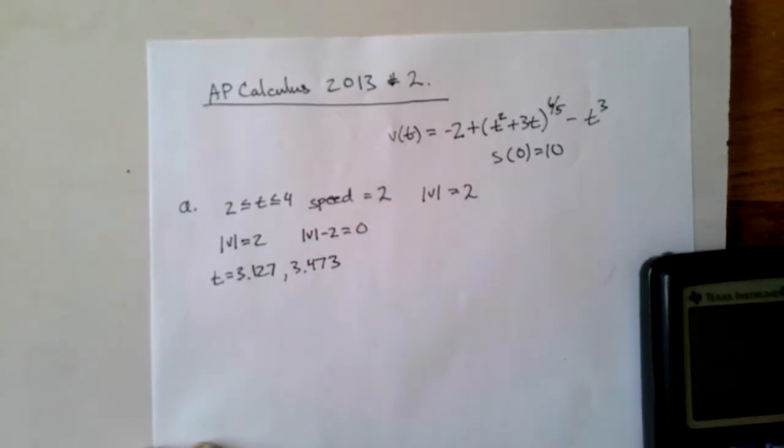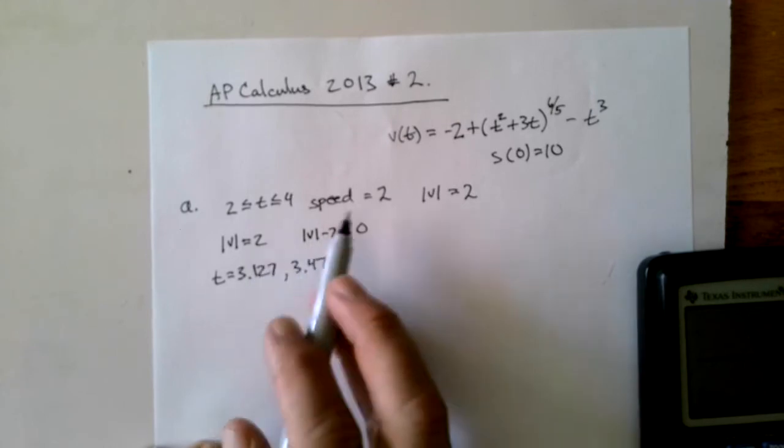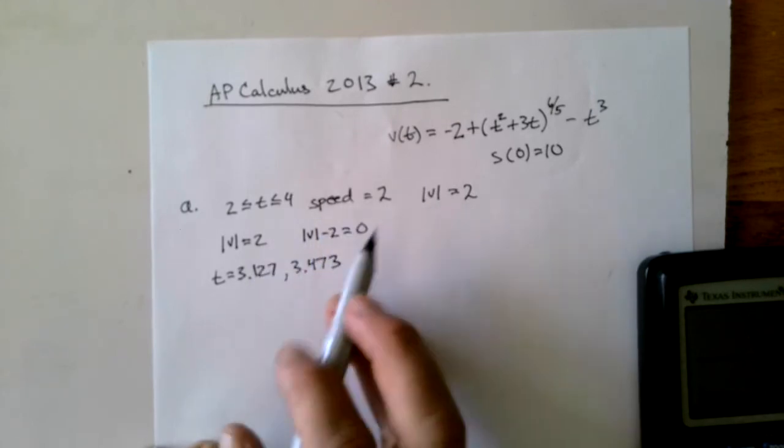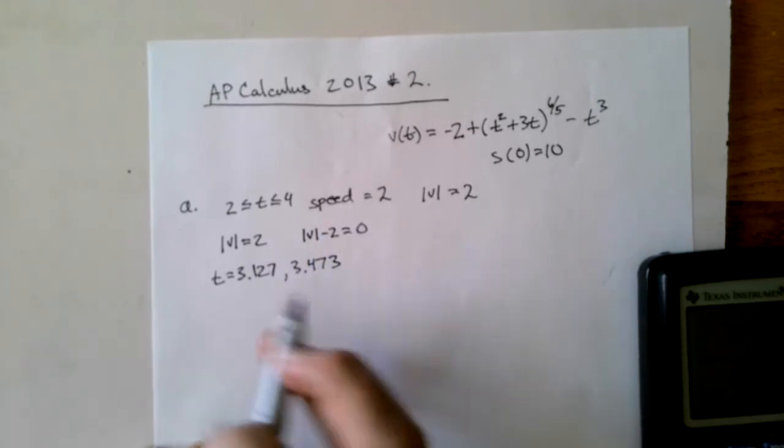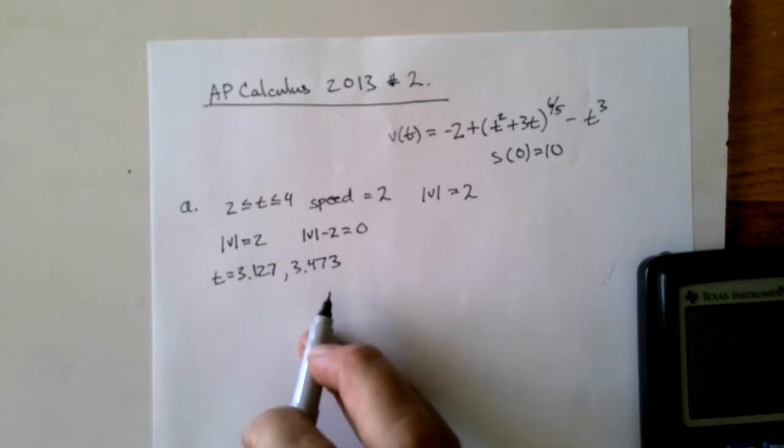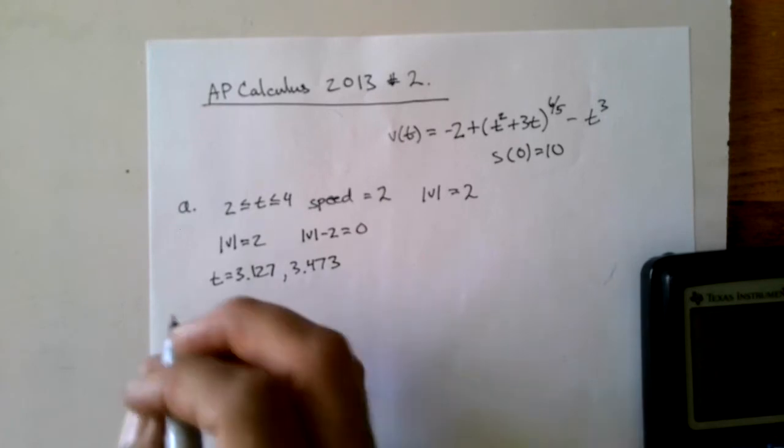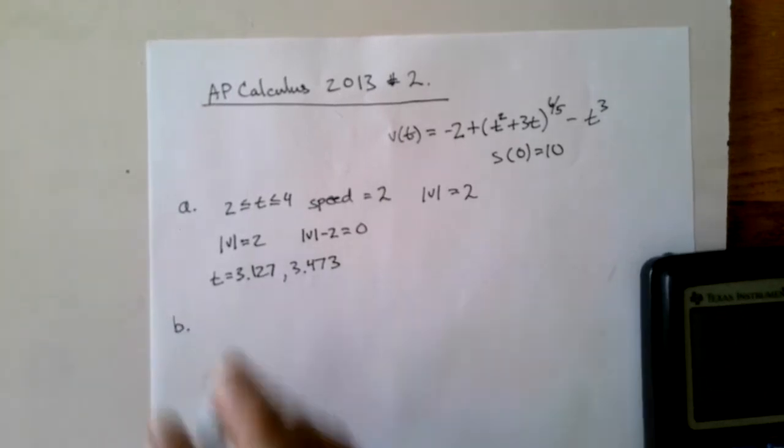3.473. Now, the AP exam wants to see these equations set up, that absolute value of velocity is equal to 2, so on and so forth, and your final answers. It doesn't give us a time restriction in terms of whether we're looking for a label, like seconds or anything like that, but that's what I got.